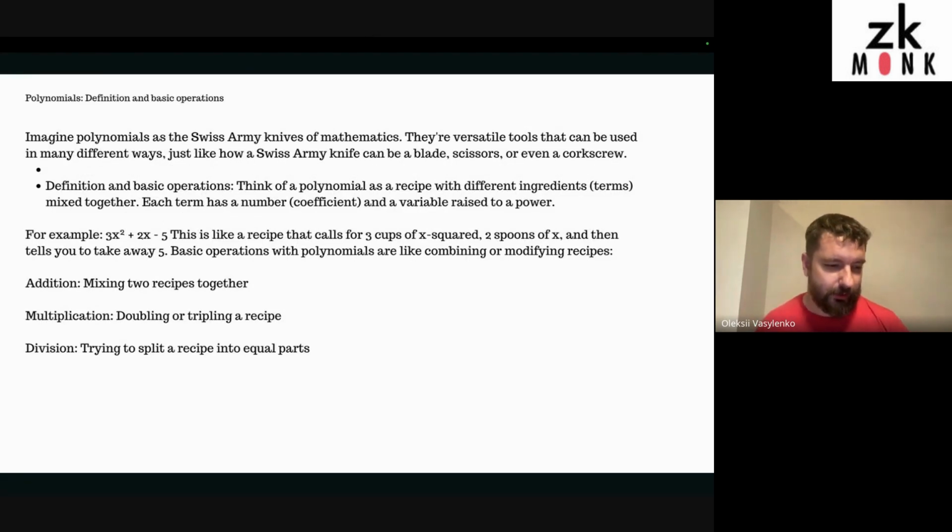Polynomials. The easiest way to think about it is like a recipe. When you cook something, you need 3 cups of this ingredient, 2 spoons of that ingredient, and to take away like 5 grams at the end. This is the simplest way to think about polynomials.